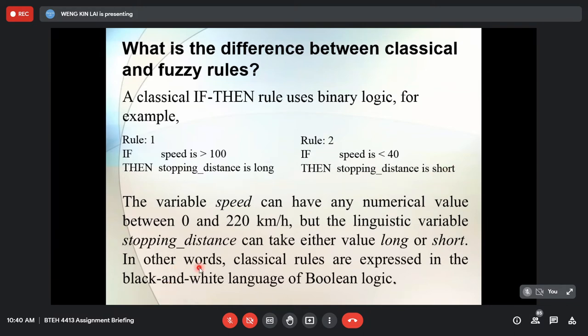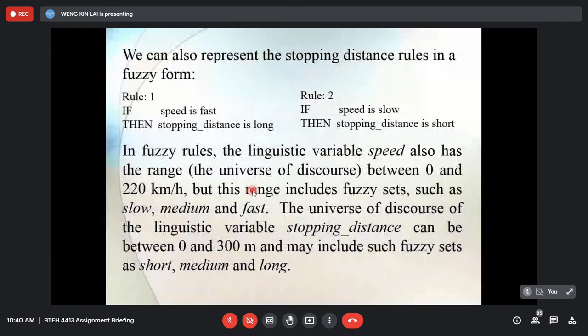So in other words, your classical rules are expressed in the black and white language of Boolean logic. In the classical rules, as shown here, you're using Boolean logic: yes or no, on or off, long or short, right? So there's a threshold there. You can only belong to either one. You can't belong to both in the classical way.